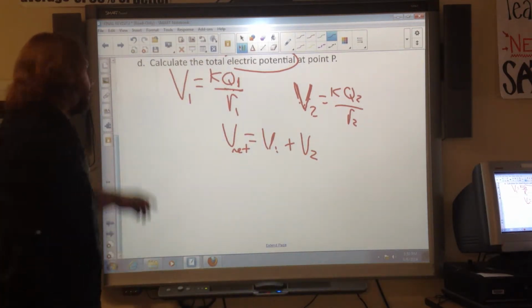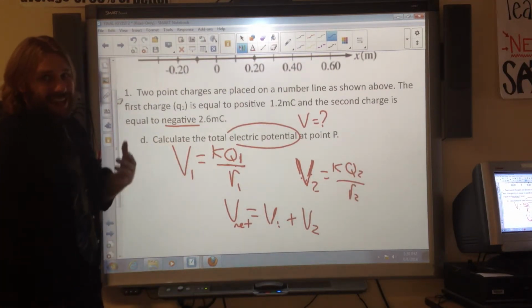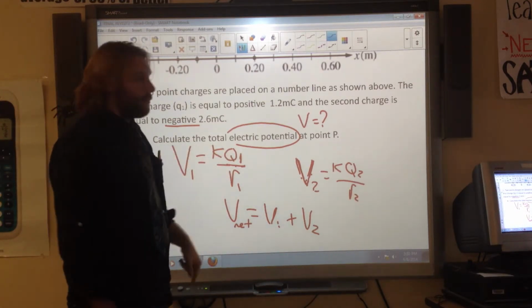We'll go to a different color. So voltage from a point charge, kQ over r, is not a vector. That's why we don't have absolute values here. We have to put our negative and our positive in for the charge.